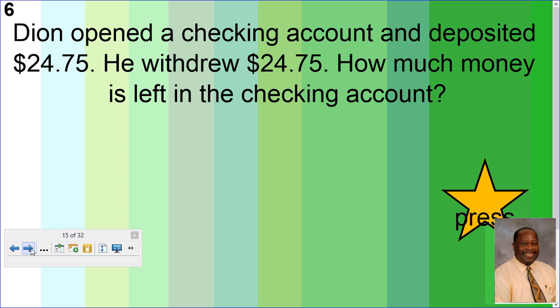So if he put in or deposited $24.75, and then he withdrew the $24.75, how much do you think he has left? Well, if you said nothing, you are right. He has no money left, because he withdrew the same amount that he deposited. So he has no money left in the account.